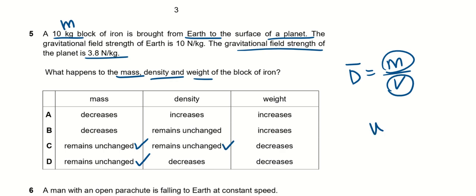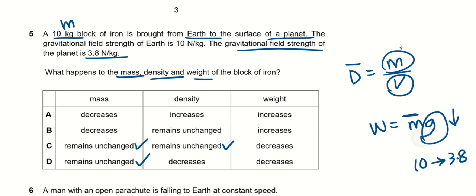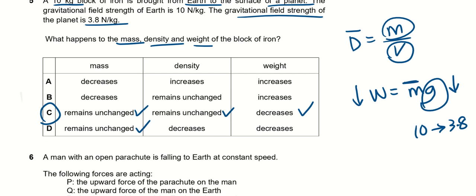Now the weight is using this formula, W equals to mg. And because the gravitational field strength decreases from 10 to 3.8, so the g decreases, the mass remains the same. Therefore, the weight will decrease. So answer is C.